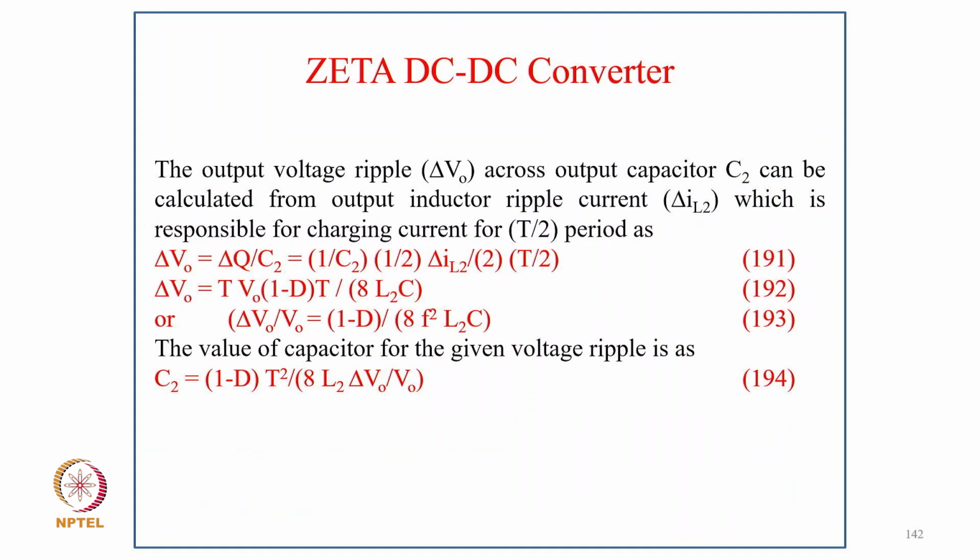So output voltage ripple across the capacitor C2 can be calculated from the output inductor current ripple. Delta IL2 is responsible for charging the current for T by 2 period. So delta Vo equal to delta Q upon C2, or 1 by C2 into half into delta I2 by 2 into T by 2, or delta V equal to T Vo (1 minus D) divided by 8 L2C, or delta V upon Vo equal to (1 minus D) divided by 8 F square L2C. The value of C2 capacitor is equal to (1 minus D) T square divided by 8 L2 delta Vo upon Vo.